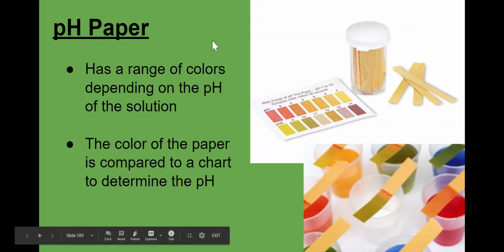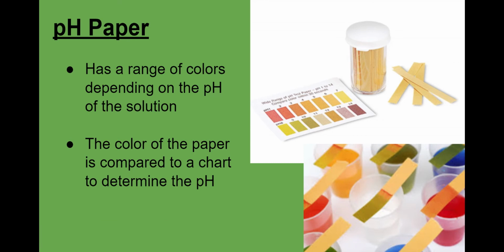Then we have pH paper. pH paper is a little more accurate than litmus paper. Litmus paper is only for a quick test, acid or base. That's it. pH paper actually gives us a range based on these colors. So you'll see a chart associated with your pH paper. It usually comes in a tan or yellow color to begin with. And then based on the solution, we'll get a range to figure out a more exact pH.